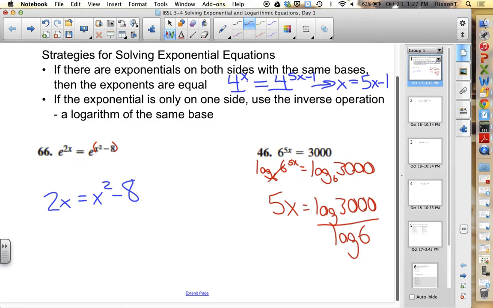Yeah, but there are cases where, for instance, let's say we had 2 to the 5x equaled, let's say, 8. You could rewrite the 8 as 2 cubed equal to 2 to the 5x, and then you've got this case again, where 5x equals 3. And that works. That could be a really easy way to do it.